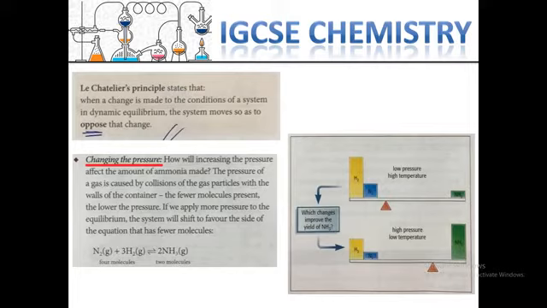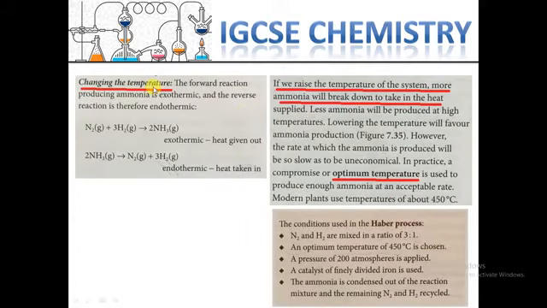Changing pressure. Here we can see low pressure, high temperature. In low pressure, we have lots of reactants, but the product is very low. If we have high pressure, that means in a container we have high pressure of gas. If we have high pressure of gas for hydrogen, then we can get more ammonia. About the changing of the temperature, another factor.